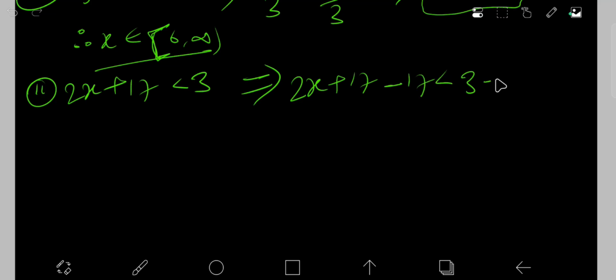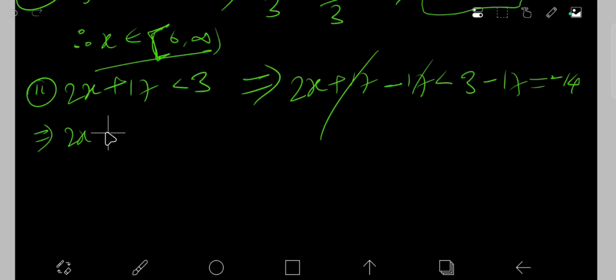This side is 3, and this side we subtract 17 from both sides. This 17 and 17 cancel out. So we get on the right side 3 minus 17, which gives minus 14. And in the next step we get 2x is less than minus 14.